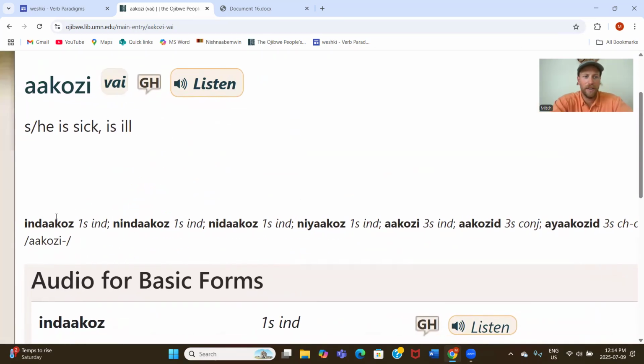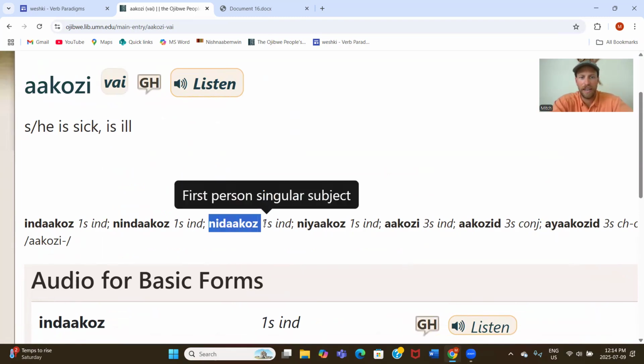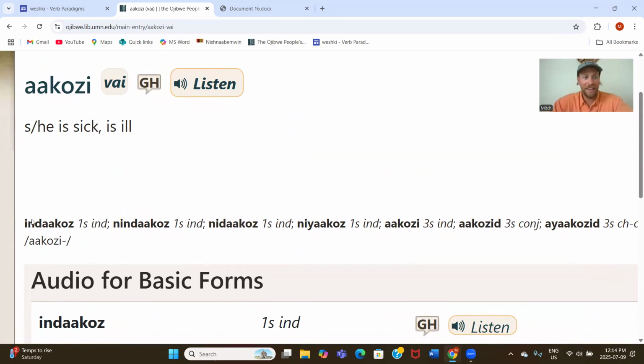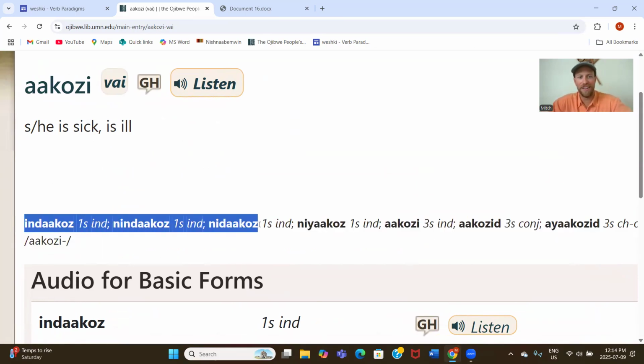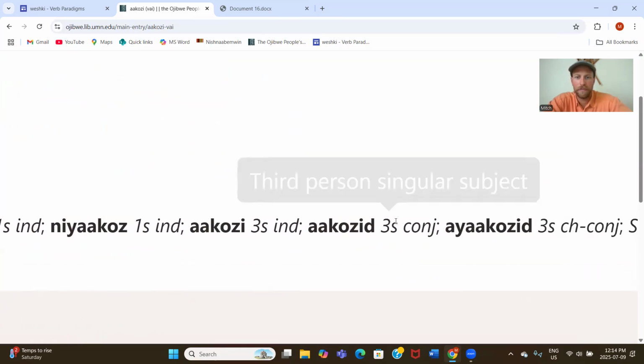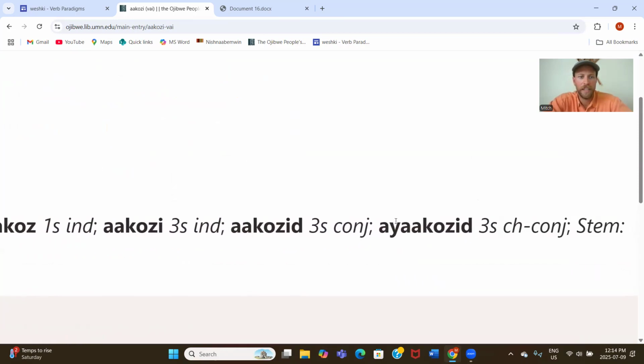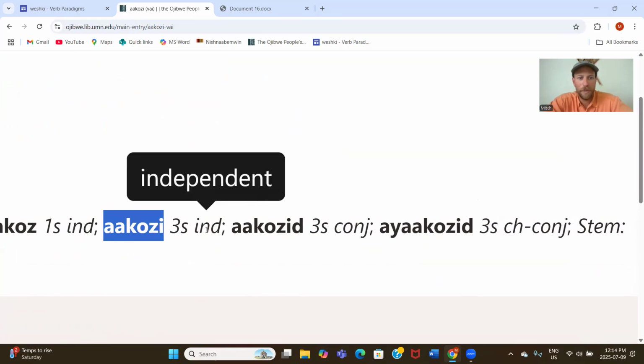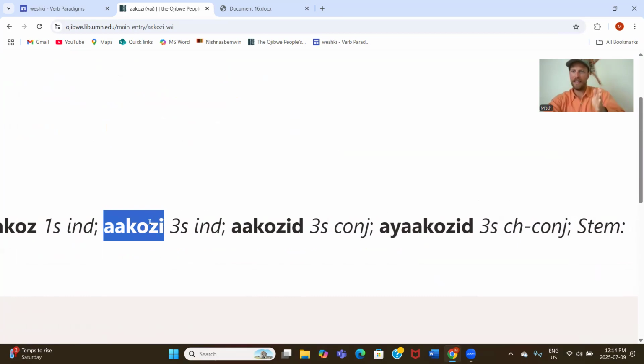Again, in here, you have indakas, nindakas, or nidakas. That's first person independent. I'm sick. Three different ways to say I'm sick. Okay, so just don't get lost in those. It's just different attachments at the front. Then we have the good stuff. Akuze, third person independent. He or she is sick. A form.